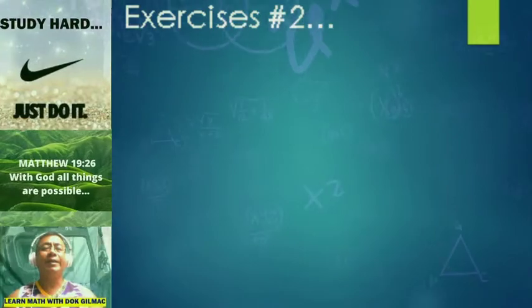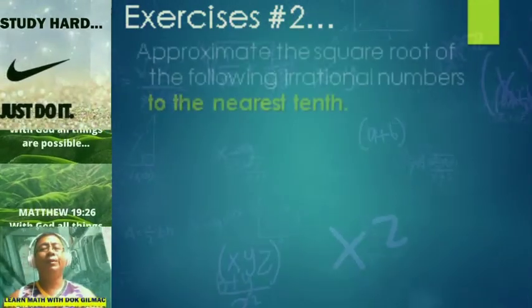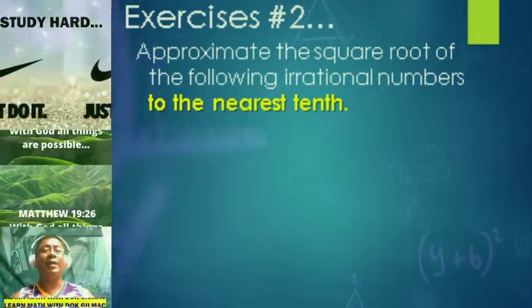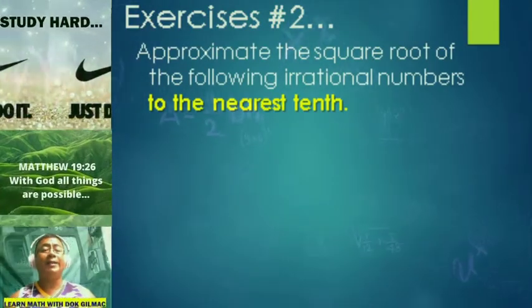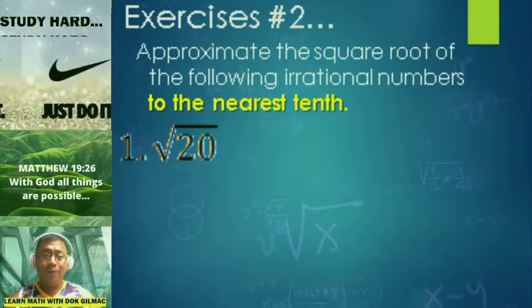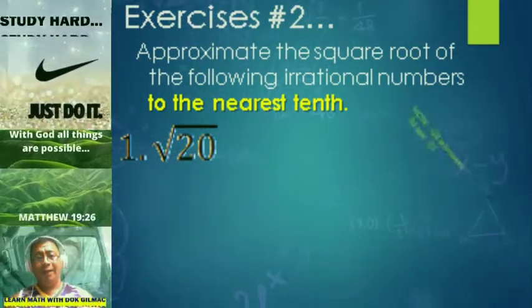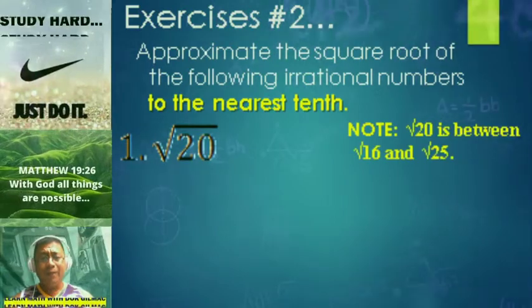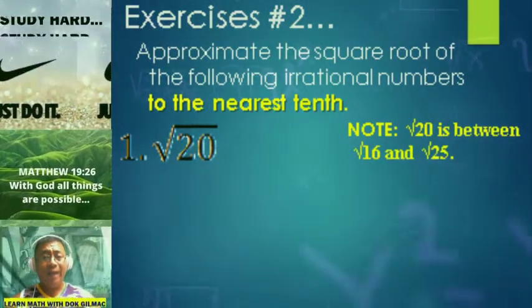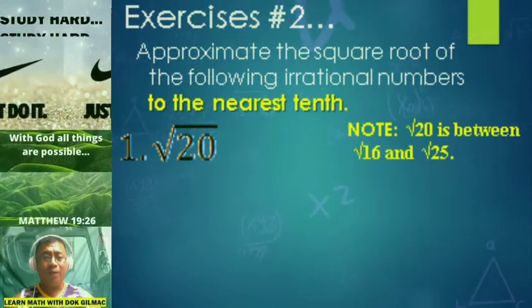Consider exercises number 2. Approximate the square root of the following irrational numbers to the nearest tenth. Number 1, the square root of 20. Take note, the square root of 20 is between the square root of 16 and the square root of 25.